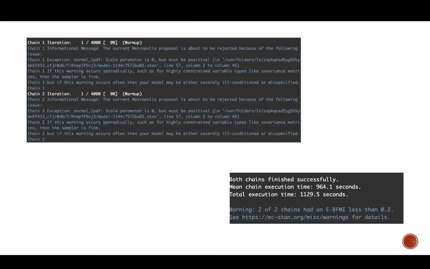And then it says everything has finished successfully, but warning: 2 out of 2 chains have an estimate of their kinetic energy which is less than 0.2. What does that mean? In itself, who knows? But basically what it means is that the model has found some funnels. What are funnels? Funnels mean that in some region of the posterior space, we can explore it optimally doing this kind of steps, right? Half a meter steps.